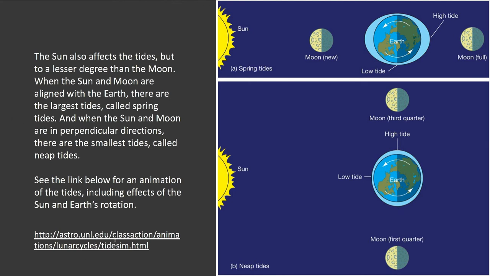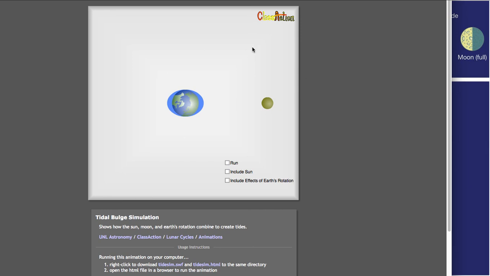Before moving on, I did put a link here. So if you're having trouble visualizing what's happening with the tides, and you open this link, I think I have it up here, you should see this, and you can run this, and it will show you the moon going around the earth. The tides are following where the moon is. So high tide is always in line with the moon, but the earth is rotating through it. So every day the earth's going through high and low tides.